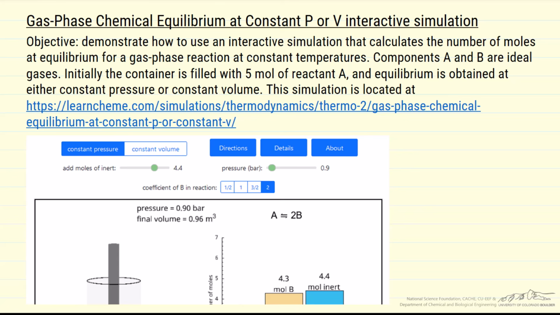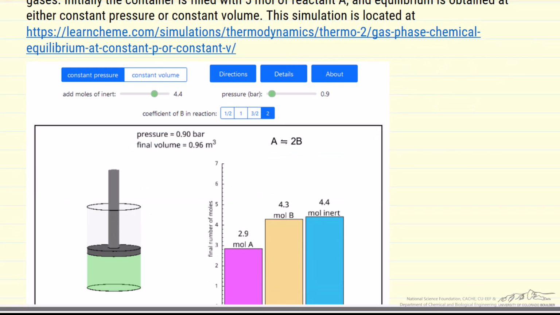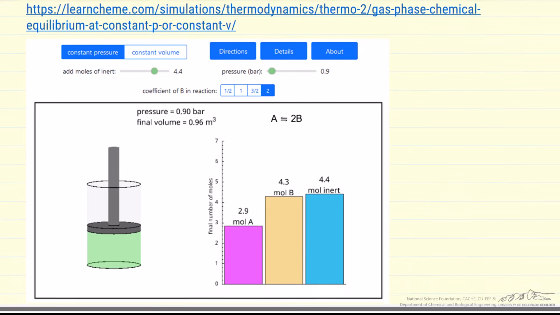I'm going to briefly demonstrate how to use an interactive simulation that looks at chemical equilibrium for gas phase reactions. This simulation allows you to choose reactions where the mole changes. So in this case, if we look at the figure below, we start off with 5 moles of A, and then we let the system go to equilibrium.